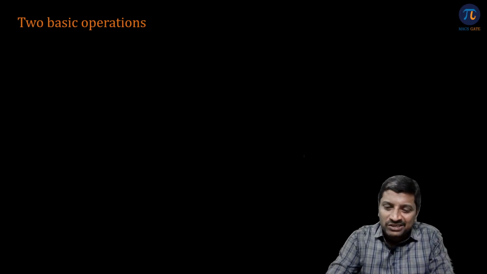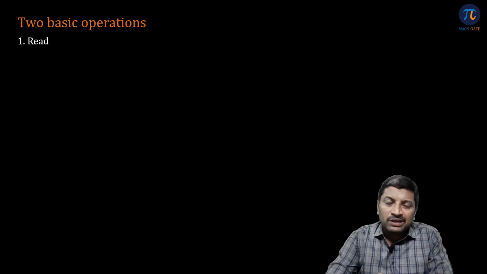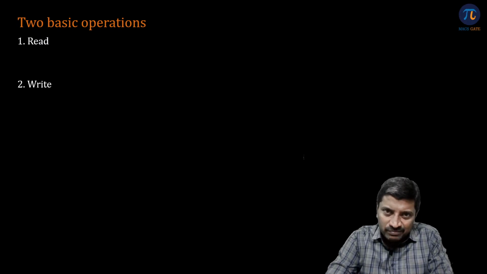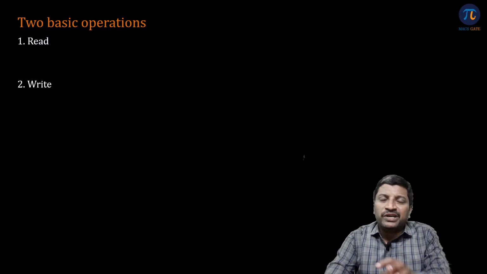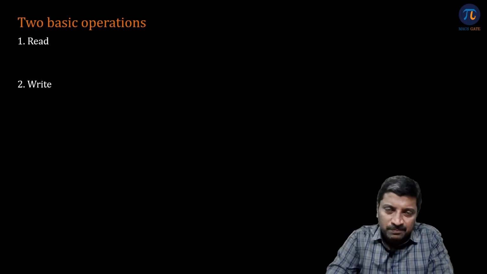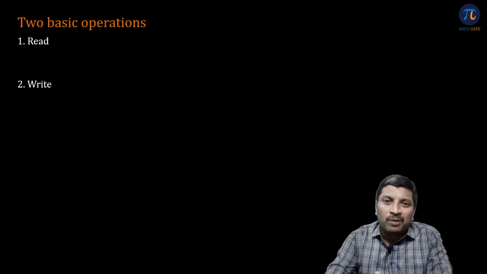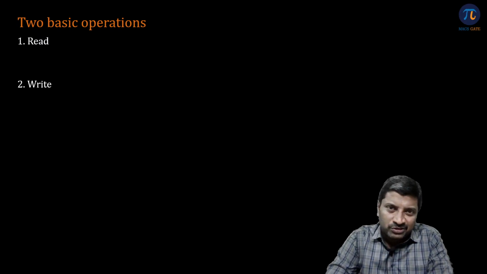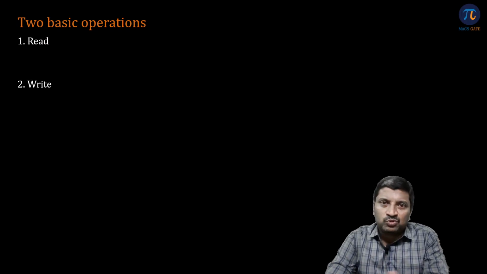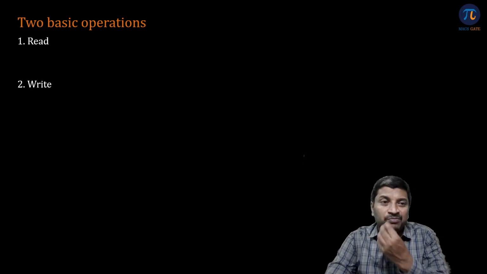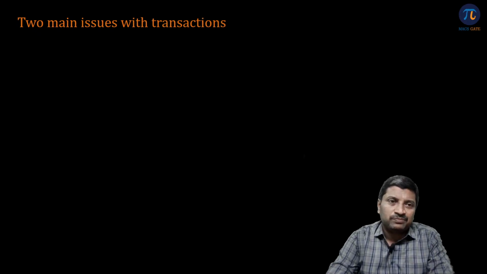What are the two basic operations of a transaction, sir? The two basic operations are, the first one is read and the second one is write. When you are accessing or updating the database, first I need to read the value of the particular object. Then I may need to update the value of that object. So these are the only two operations which we frequently perform in any transaction: read the object and update the object. To update, first I need to write back that value. So these are the two major operations.